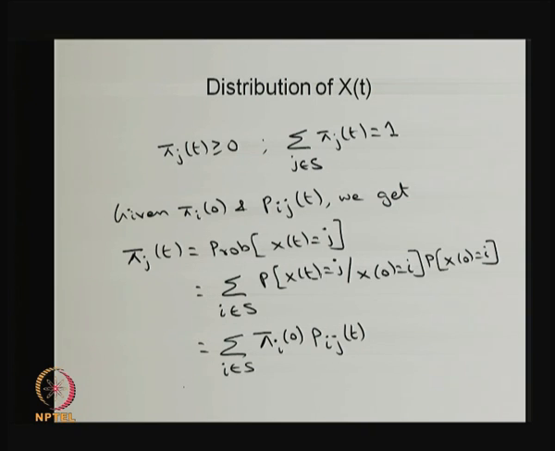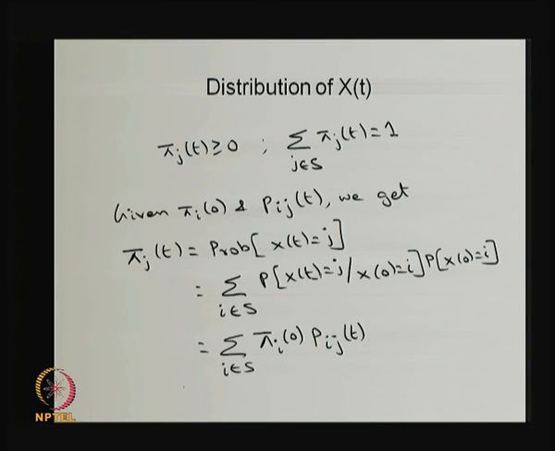That means, if you want to find out the distribution of X of t for any time t, I need an initial state probability vector as well as the transition probability of the system moving from one state to other states. Usually the initial state probability vector is given. So what we want to find out is Pij of t. How to find the Pij of t, that derivation I am going to do in another two or three slides.